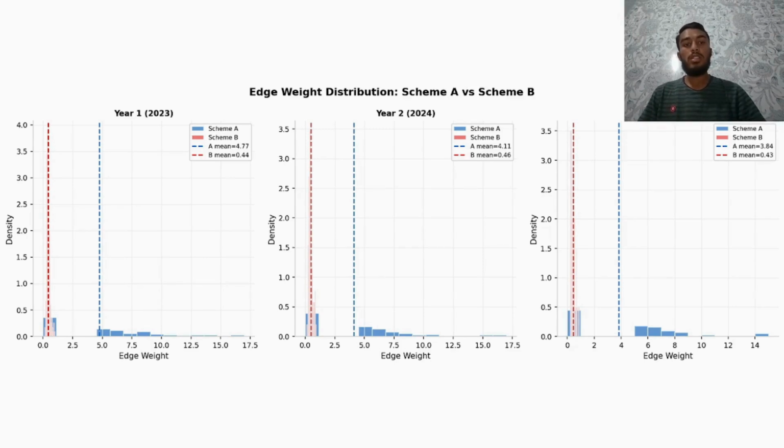The key difference is this: in Scheme B, even cities that fall below the threshold still contribute to the average. A pair could have four cities with similarity 0.9 and 13 cities with similarity 0.3. Scheme A gives it a weight of 4, Scheme B gives it about 0.46. They tell slightly different stories about the same relationship.